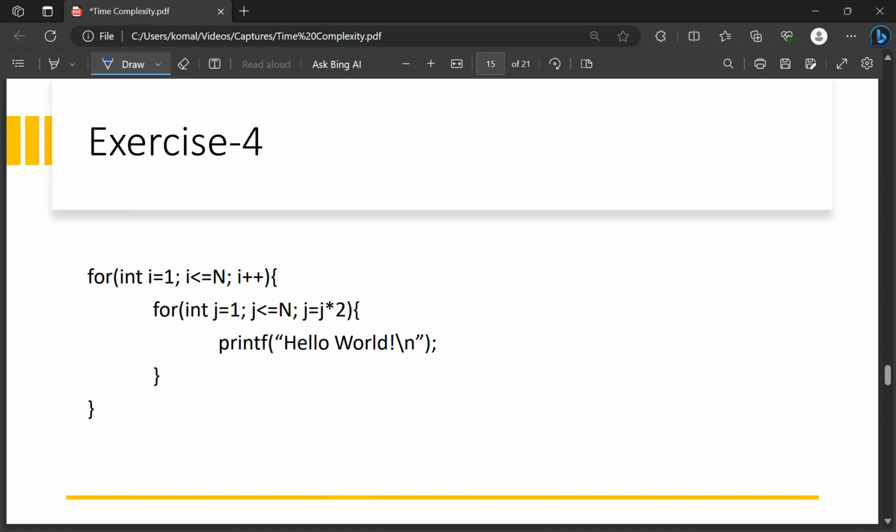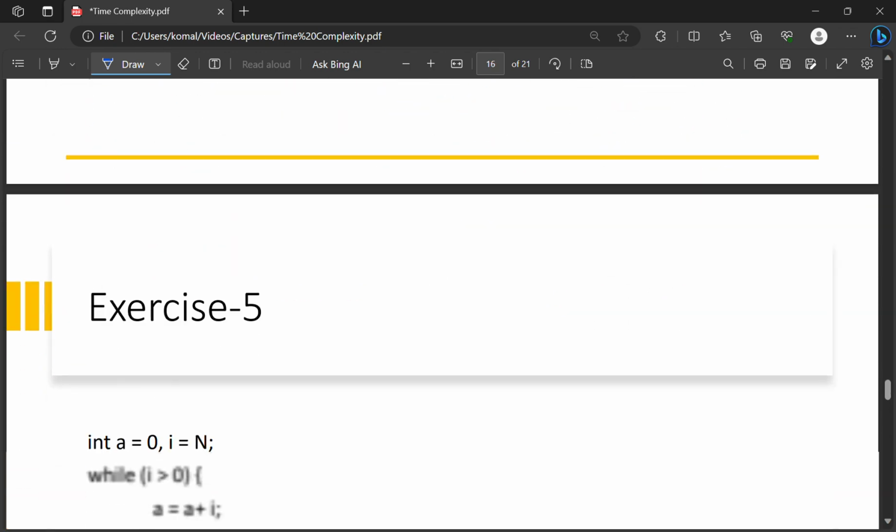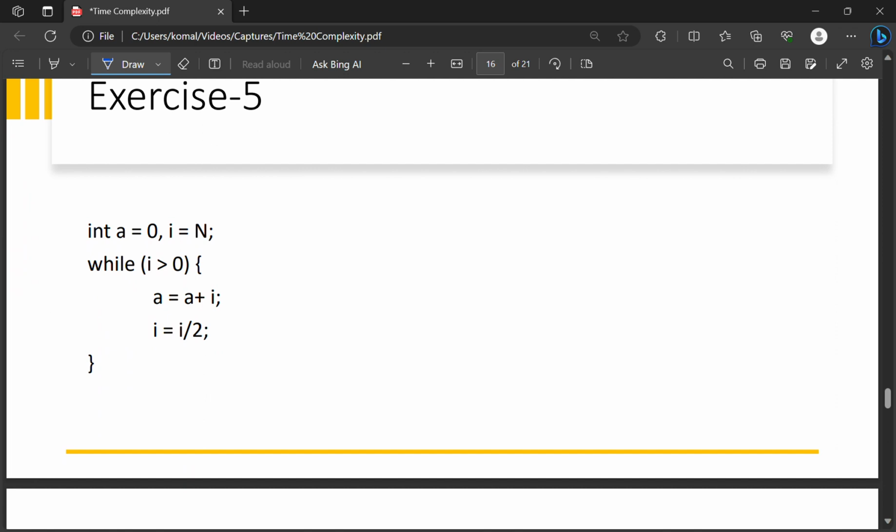I equal to 1, I less than or equal to n. This executes for n times. This executes for log n times. Outer loop for n times, inner loop for log n times. Totally big O of n log n. This is the time complexity. Next, exercise 5. So this is same as our logarithmic time complexity.